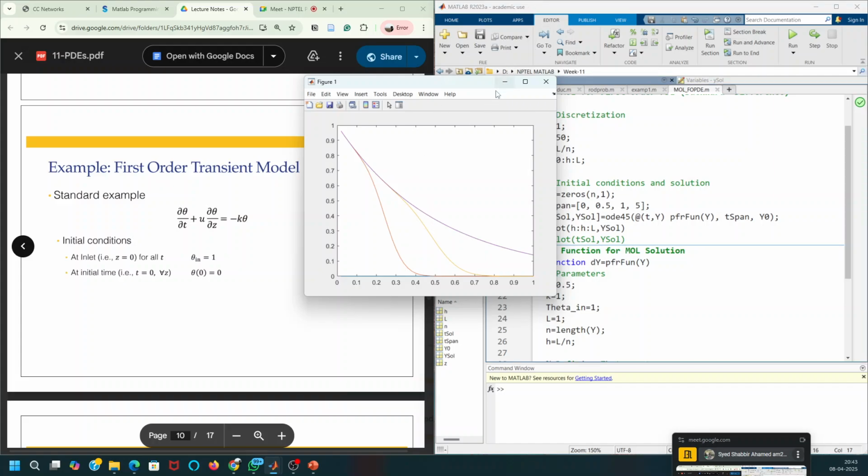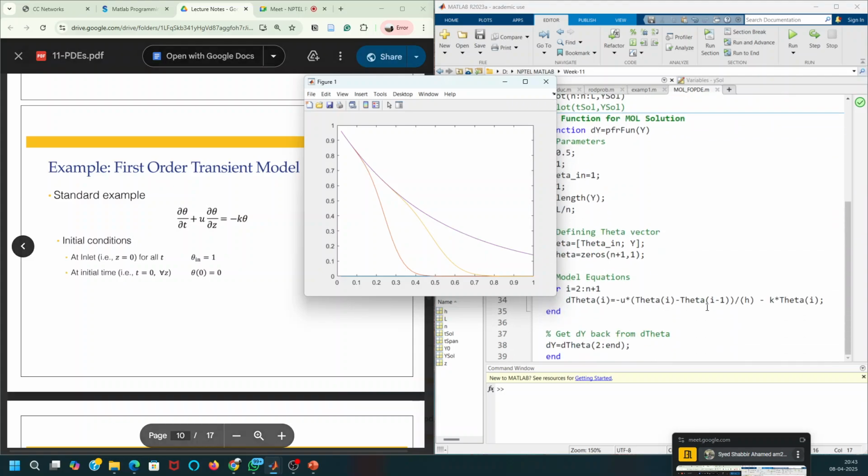This is how theta is varying with respect to the length of the rod for different points in time. Earlier, if we used the central difference scheme, this was going beyond this, which is not technically possible. That is not a practical scenario. This plot should not go beyond the steady state. That's why we are using the backward difference formula instead of the central difference scheme here.